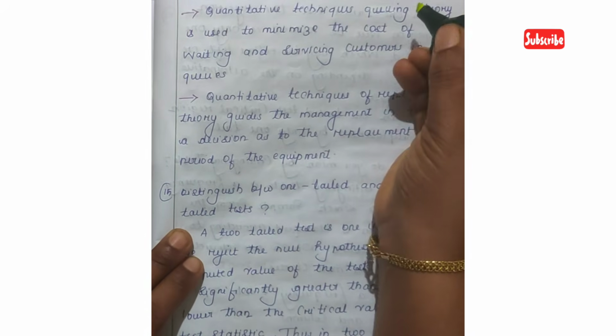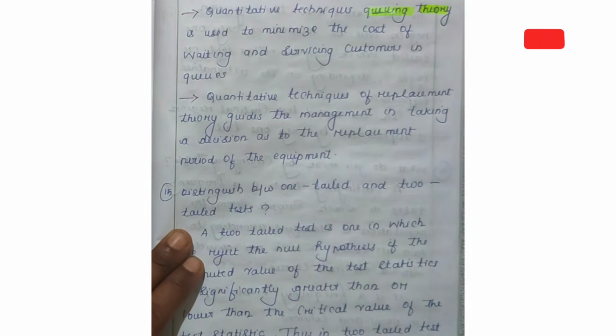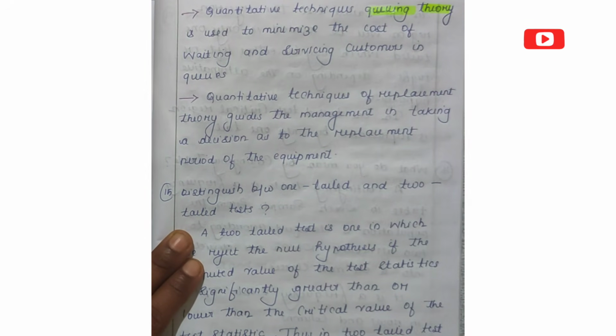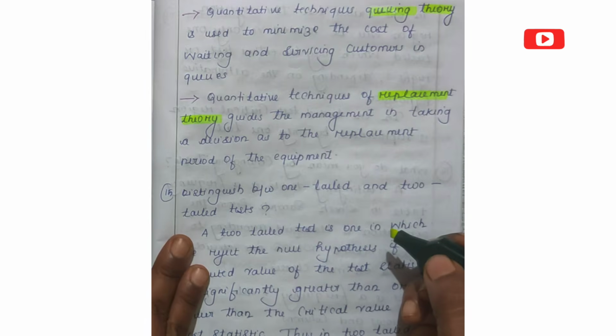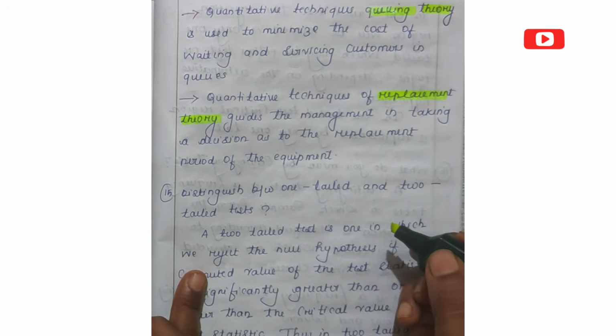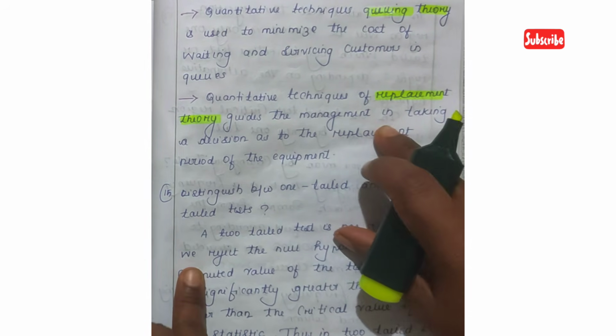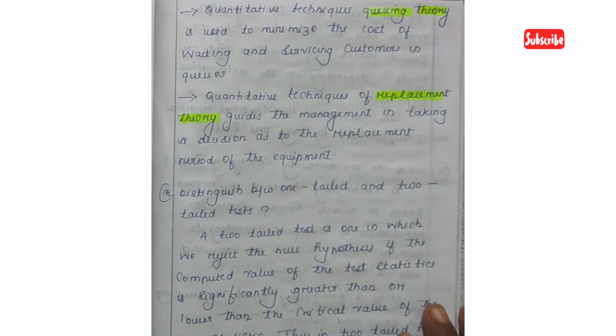Quantitative technique of queuing theory is used to minimize the cost of waiting and servicing customers in queues. Then quantitative technique of replacement theory guides the management in taking a decision as to the replacement period of the equipment. So write these as the advantages of quantitative techniques.